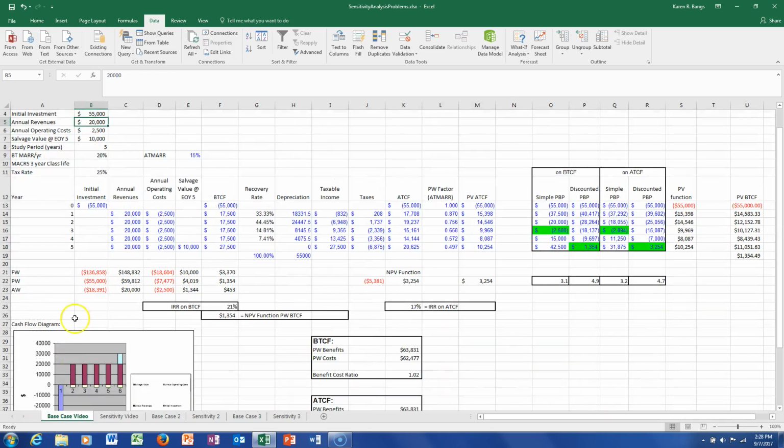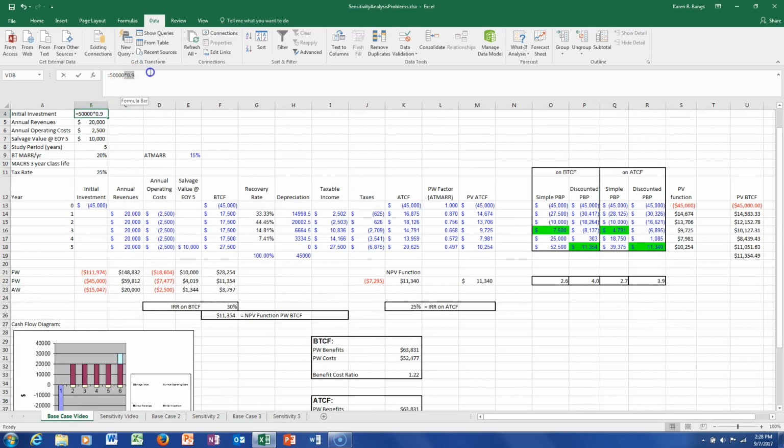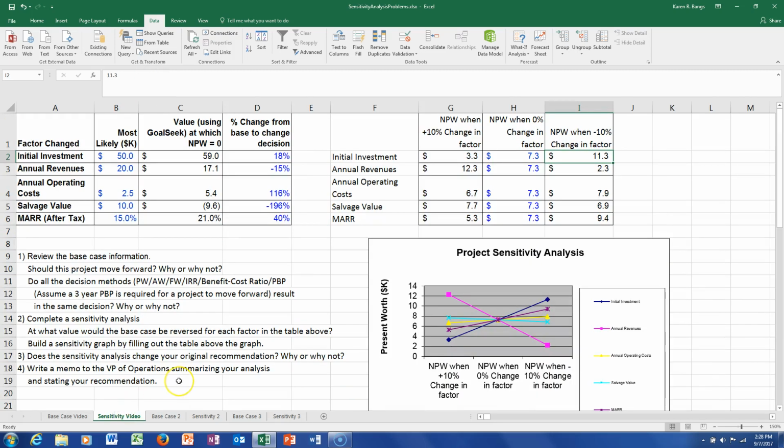If I go back and I say what happens if my initial investment goes down by 10%, then my net present value goes up to 11.3. So I go through and do that. Each time I'm looking at a single factor at a time. I just chose 10%. I think the video might have had 50%, but you can choose whatever you want. And then I go through that for each of the factors, the same factors that I used the goal seek on, to see what is the exact change that happens.